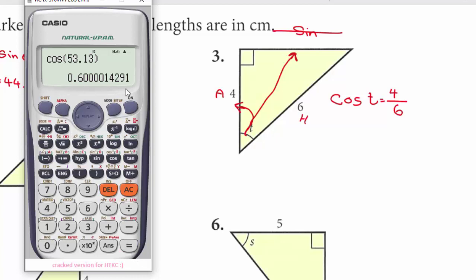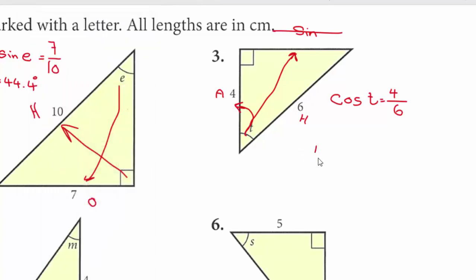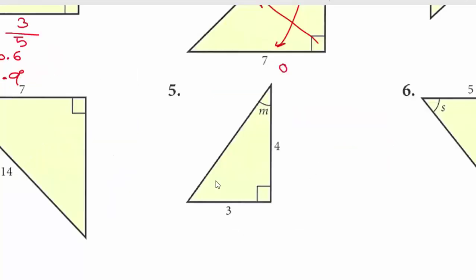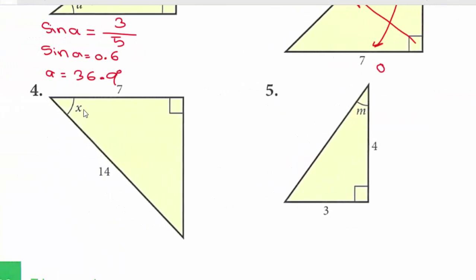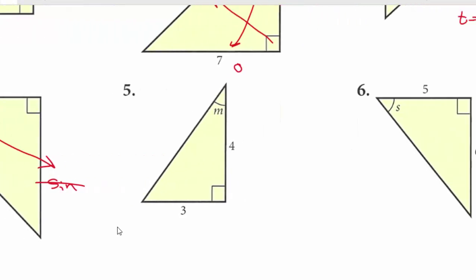This is right. Why do we have some different numbers here? Because we didn't copy all the decimal places of the original answer. Well, it's right. T is 53.1 degrees. Question 4. Again, the opposite is missing, so sine can't be used. We have the adjacent and the hypotenuse. Again, cosine can take place.